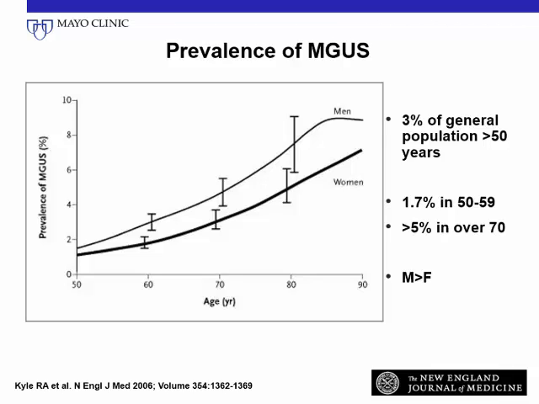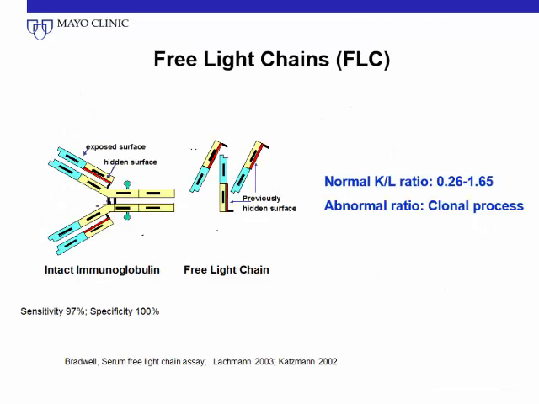Checked monoclonal protein levels on all of them, and he found that 3% of the general population has a monoclonal gammopathy of undetermined significance, age 50 and higher. He also found that men have a higher risk of monoclonal gammopathy of undetermined significance than women. He found that the prevalence of MGUS increased, so that if you're 50 to 60, there's a 1 to 2% chance of having an MGUS, but as you get older, over the age of 70, 5% of the general population has a monoclonal gammopathy of undetermined significance.